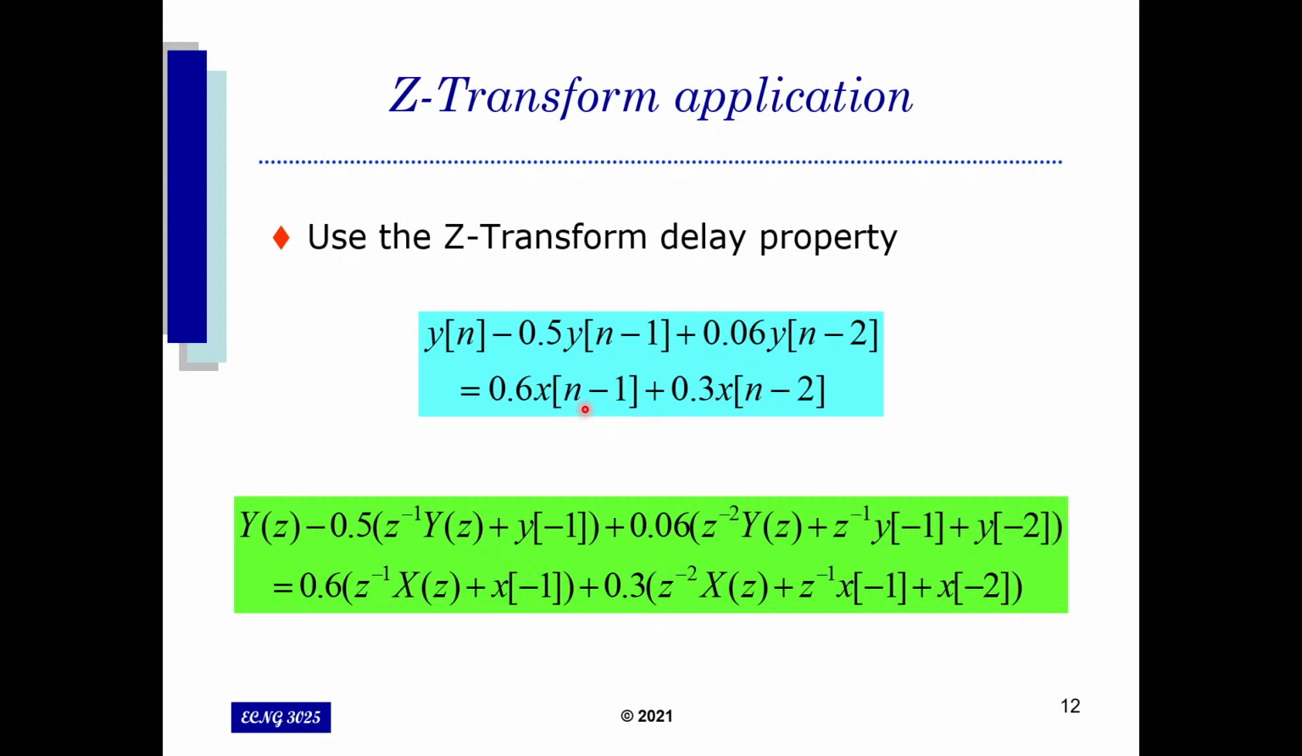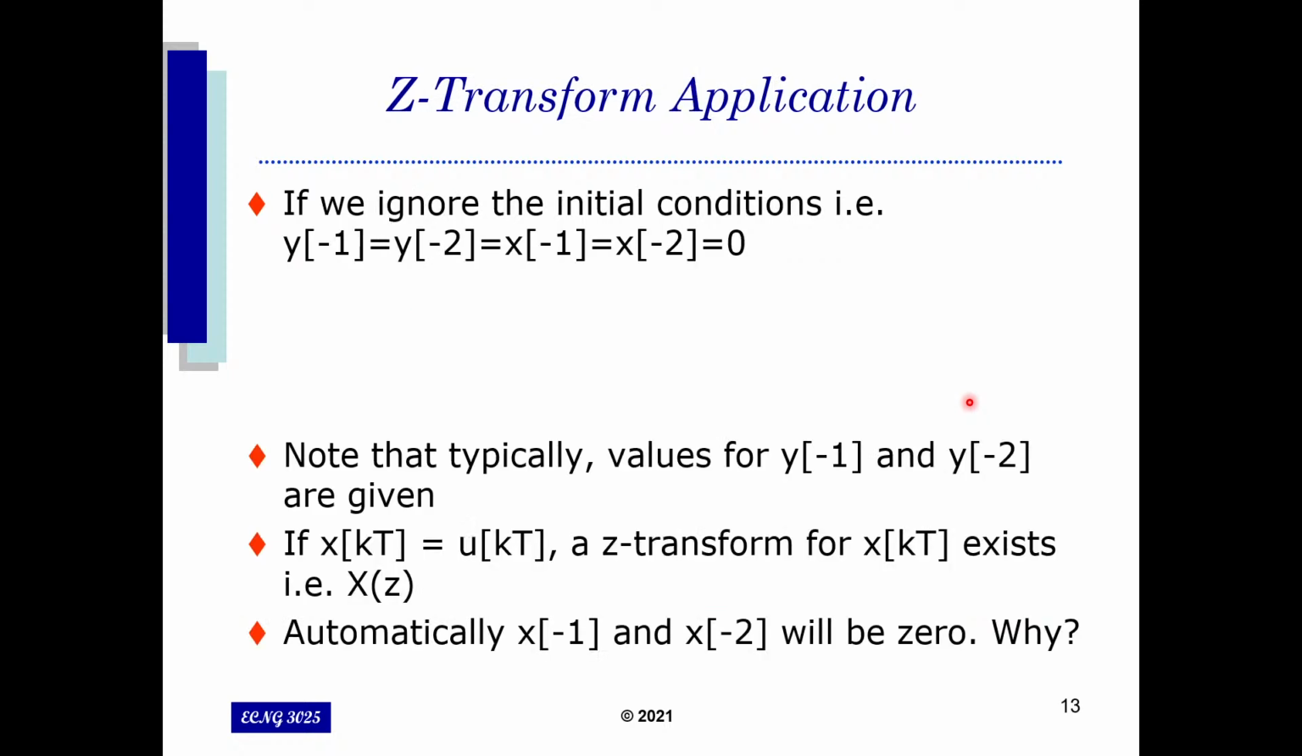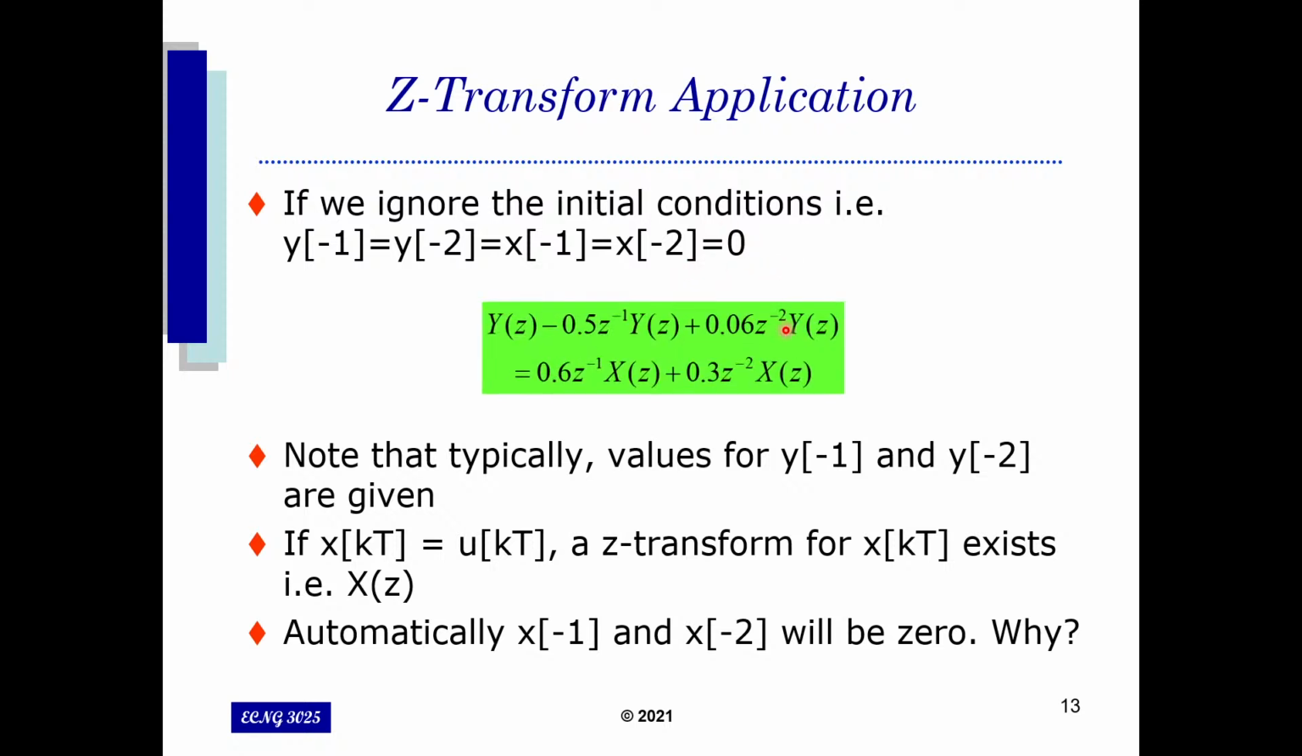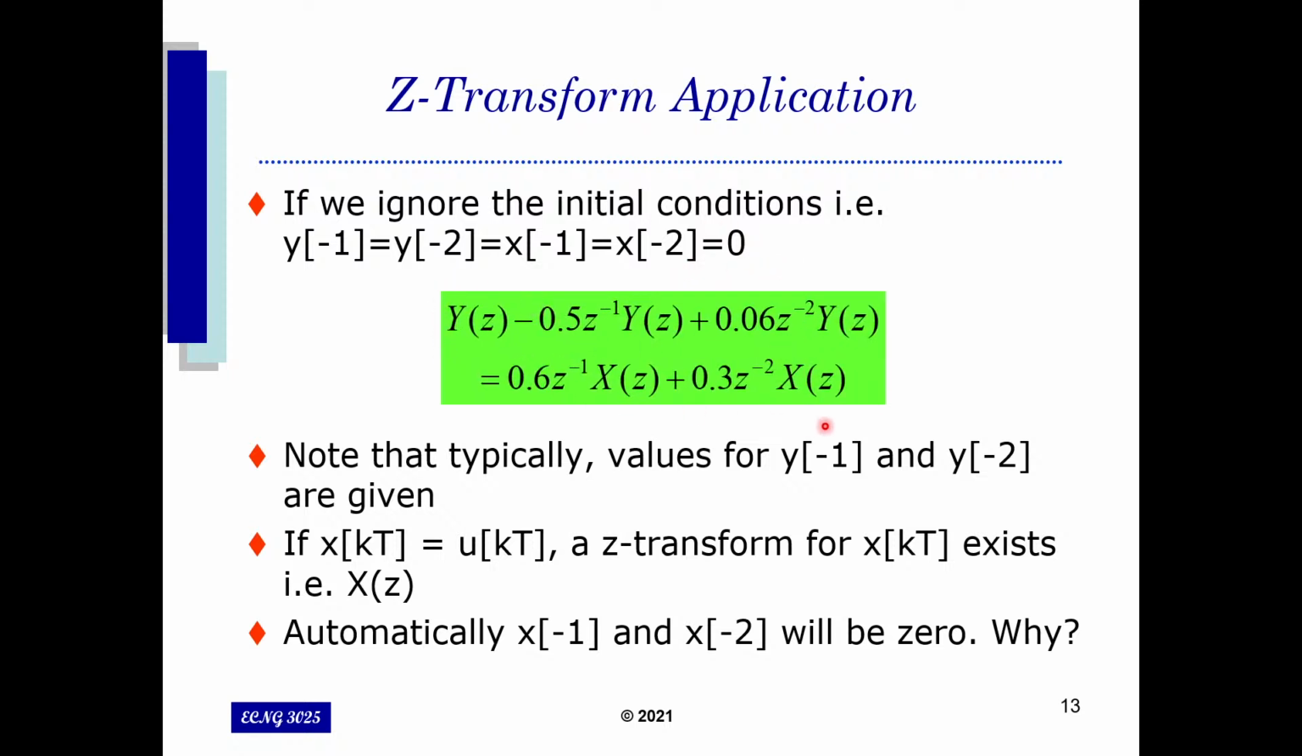And similarly, we can do the same things for x of n minus 1 here and x of n minus 2 here accordingly, by just keeping the constant terms on the outside, because, like I said, constants don't transform, they just directly transfer across. So if we ignore those initial conditions, such that y of minus 1 and y of minus 2, and also x of minus 1 and x of minus 2, are equal to 0, we can resolve the equation here into this very simplified version.